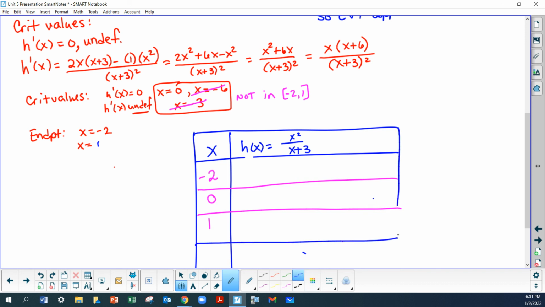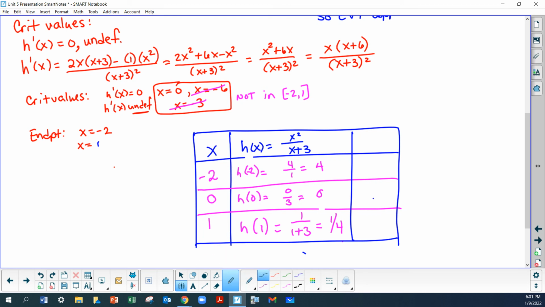All right, I think we can close that up. Let's do our analysis. So h of negative 2 turns out to be 4 over 1. Oh, that's 4. That wasn't too bad. H of 0 is 0 over 3. Is that a defined value? Yes, it is, but it's not 3. It's 0. And then finally, let's throw 1 in. H of 1 equals 1 squared over 1 plus 3. That gets me 1/4. Have you identified your absolute max and min?